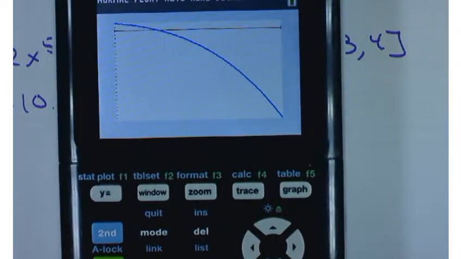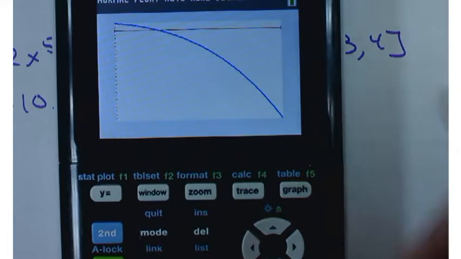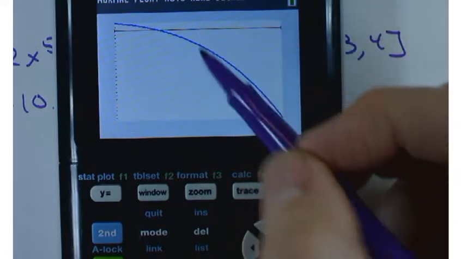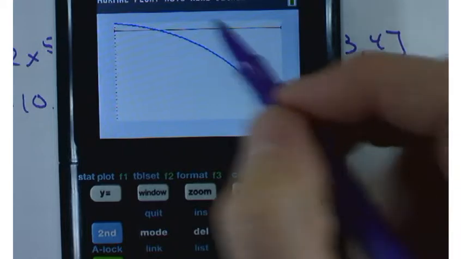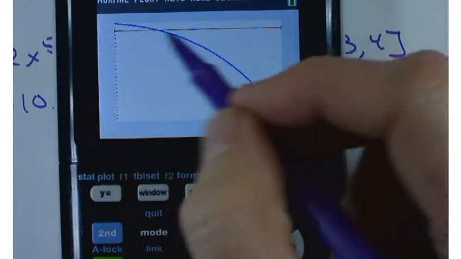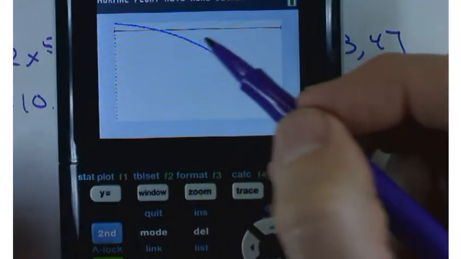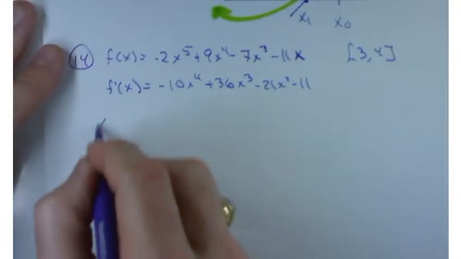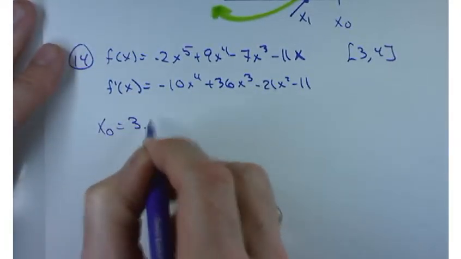So everyone got that graph? Got your function in correctly? All right. Let's start with Newton's method. Now, I'm going to give a kind of inaccurate initial guess. Let's say it's about 3.5. I could do better than that, maybe 3.2 or 3.25, but we'll just keep it simple. So our initial guess, x sub 0, is 3.5.